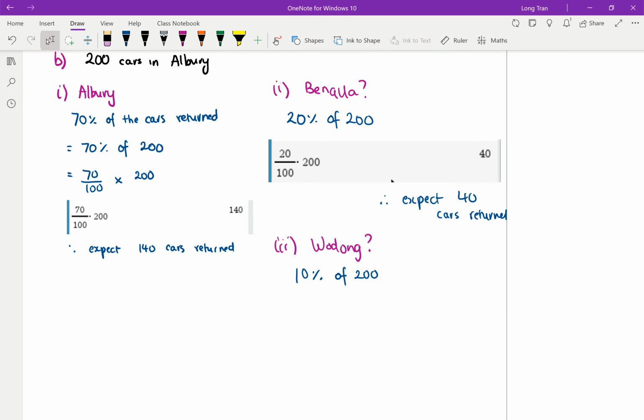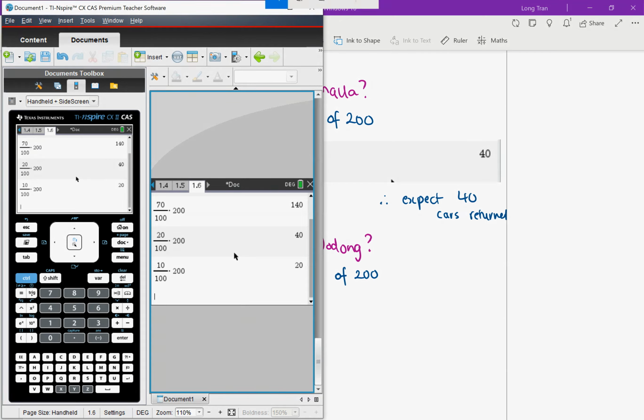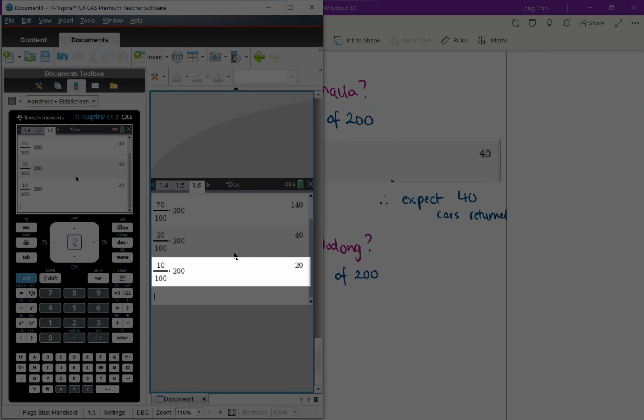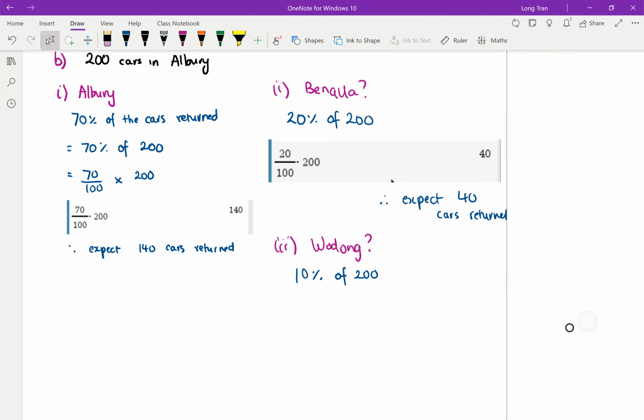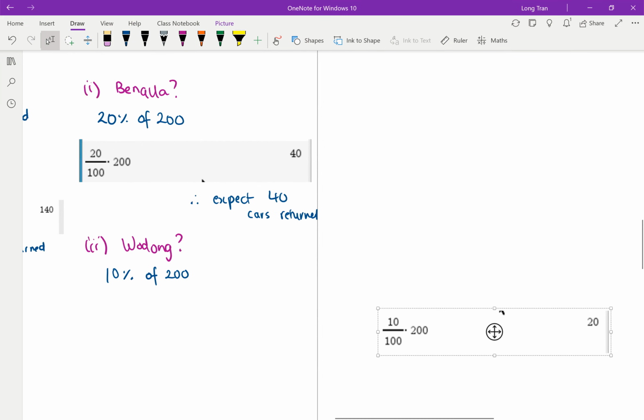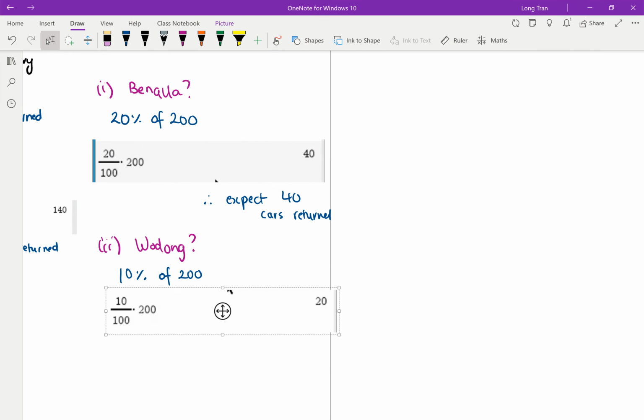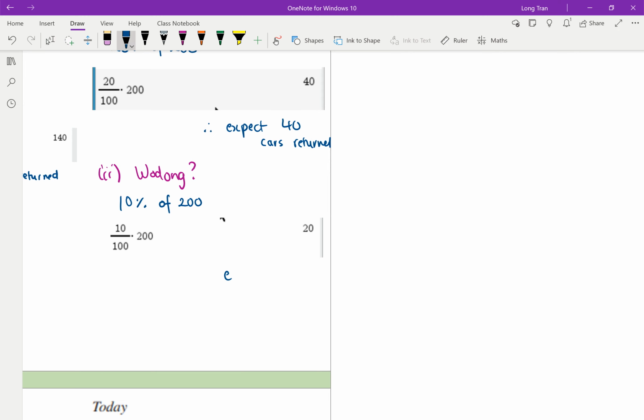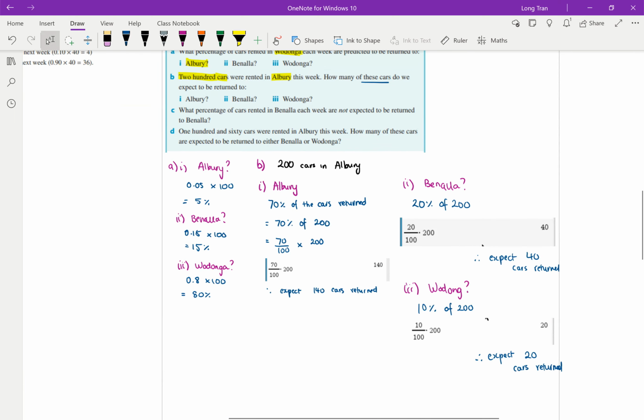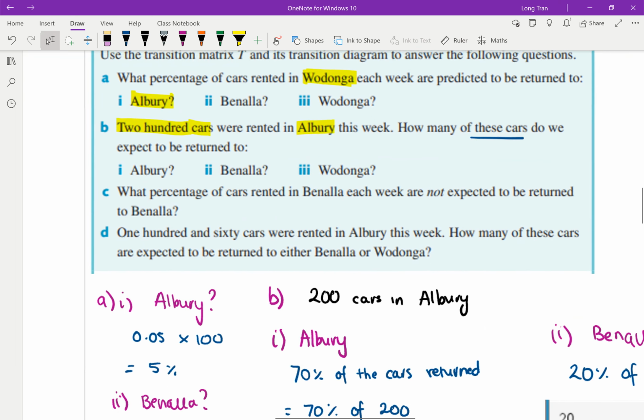Okay, and then here we're going to screenshot this one just to remind ourselves. Here we go. So we expect 20 cars. Therefore expect 20 cars returned. Okay, there you go. So that was part B. And then let's look at part C now.